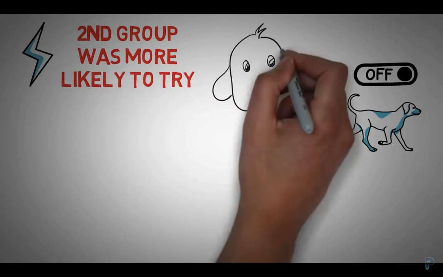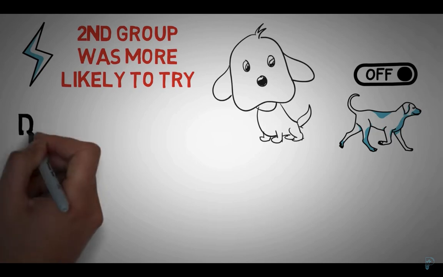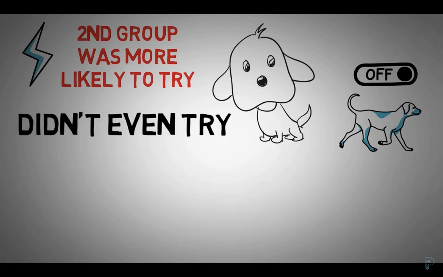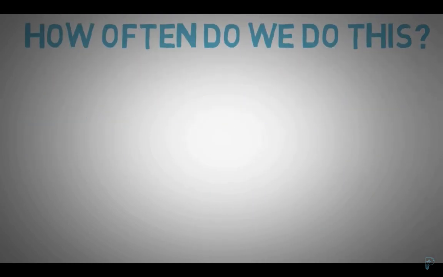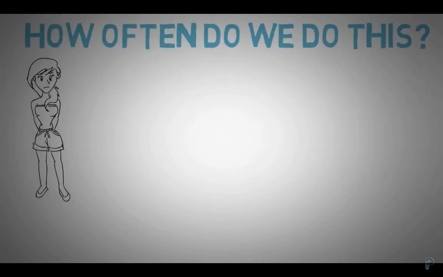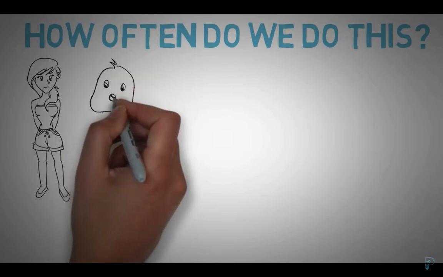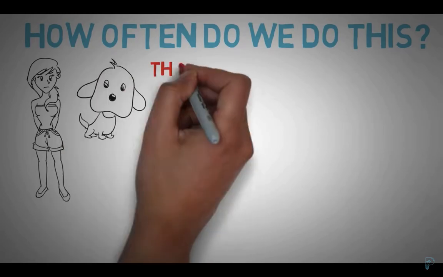However, the third set of dogs, the ones who originally had no control over whether or not they got shocked, were much more likely to literally sit down and just accept the shocks. How often are we as humans like those dogs? We just sit down and let bad things happen to us. Well, the dogs weren't helpless because they weren't able to control their situation. They felt helpless because they believed they couldn't control the situation.